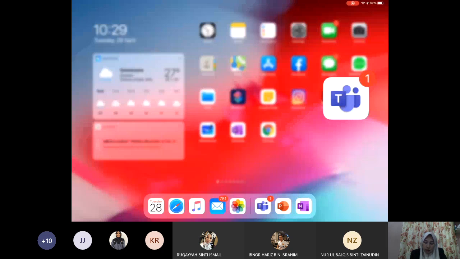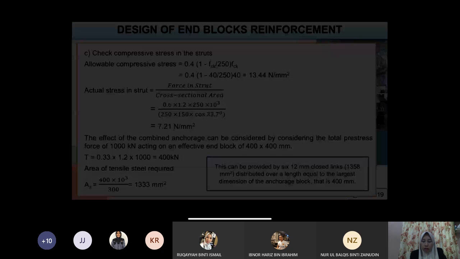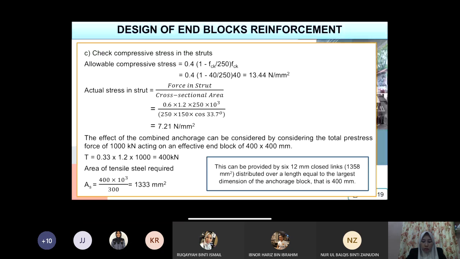There are two legs of each link acting against the tensile force. As I said, we go very fast here, not really detailed. If you look here, the section is designed according to the strut, taking into consideration the position of the force, which is 33.7 degrees. So you will get the stress in the strut, which is around 7.12. With this, you calculate the tensile force by considering 1000 kilonewton force acting. And then about 400, you estimate again what your tensile steel required will be.